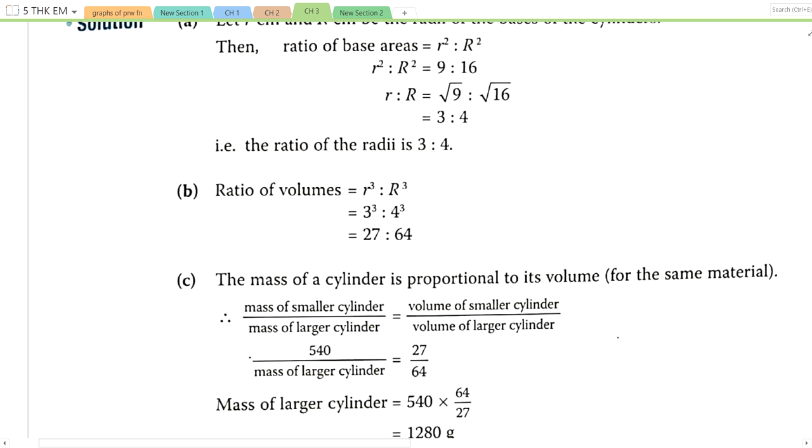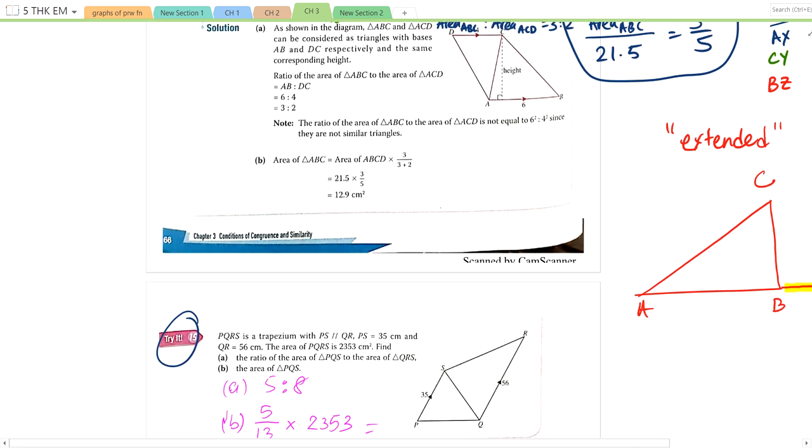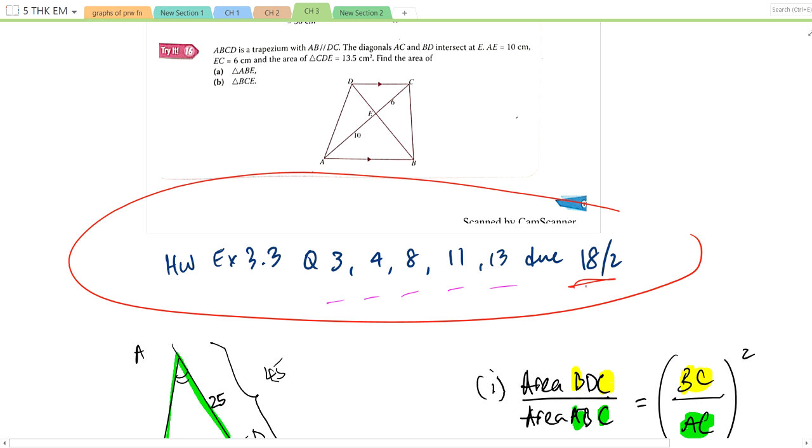Okay, I will stop over here. Have I given you homework for 3.3? Yes, sir. Are you sure? Yeah, I gave you homework already. It was due on the 18th. I think only 2 students submitted. I don't know. Okay?